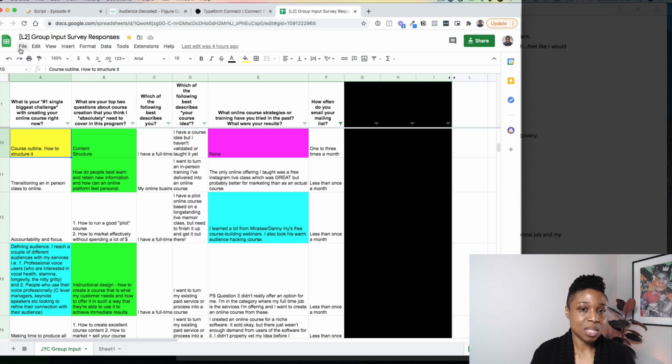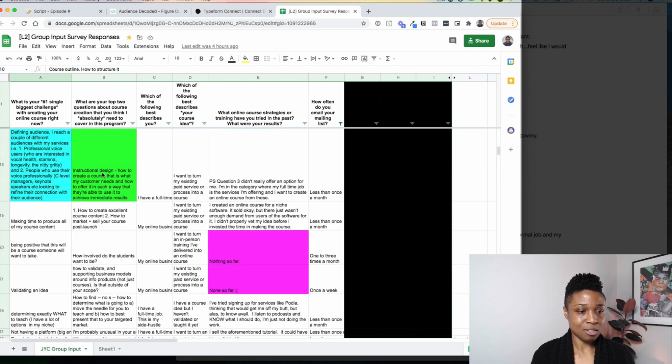So I will typically export, like I said, the survey results into Google Sheets. And I like Google Sheets because it's a little bit easier for me to organize or identify the patterns. So I'll export it and then I will go through and I'm going to color code things that keep coming up, right?